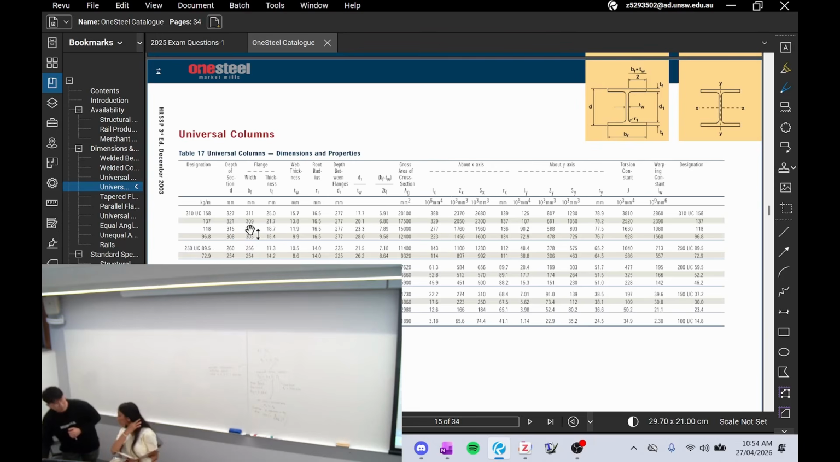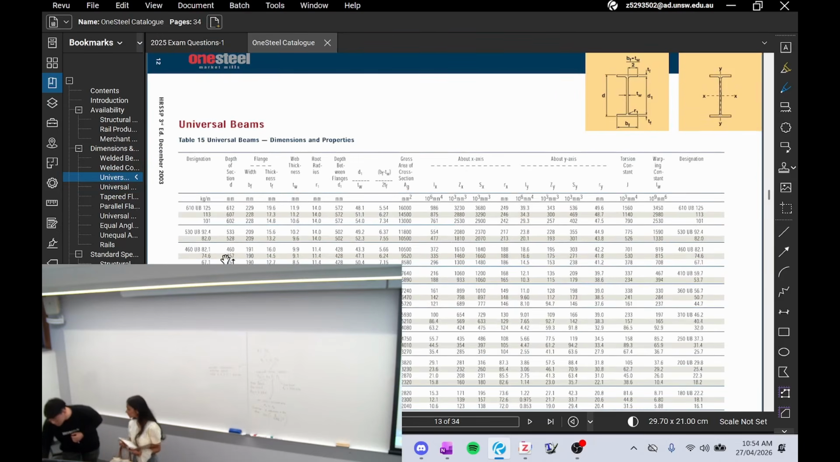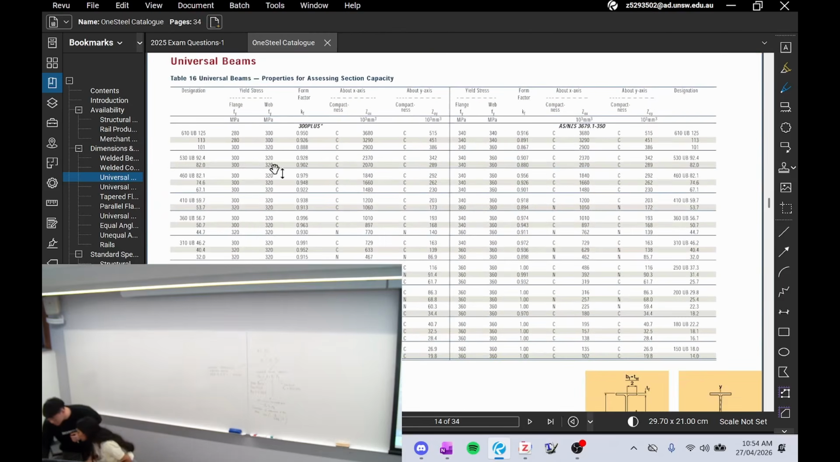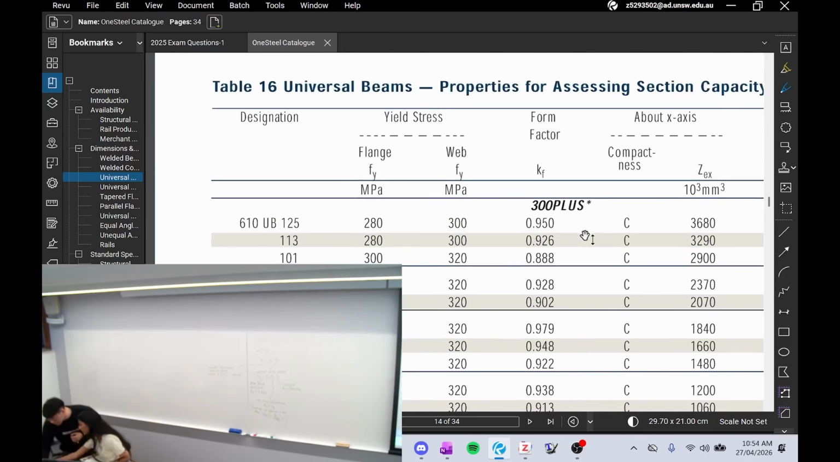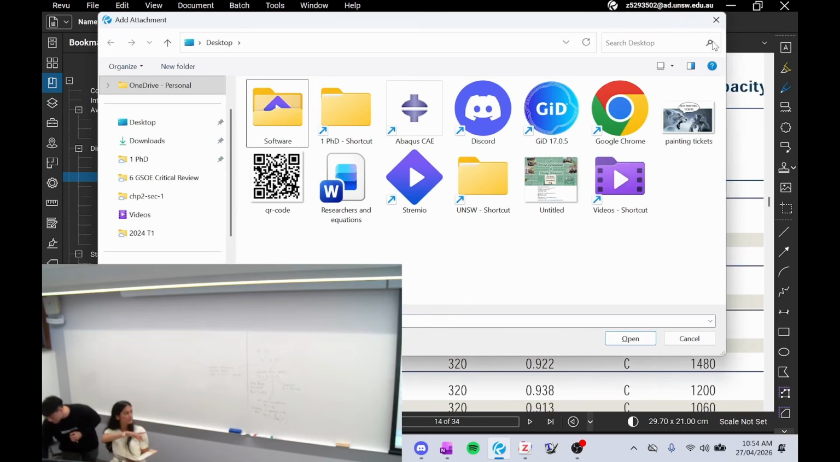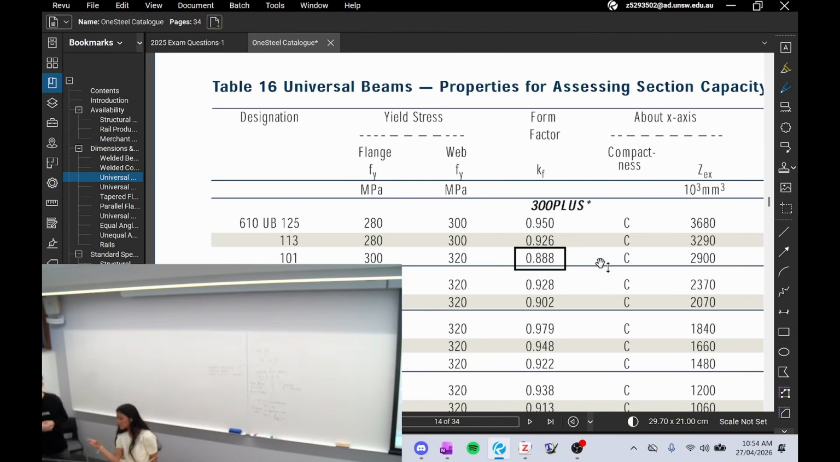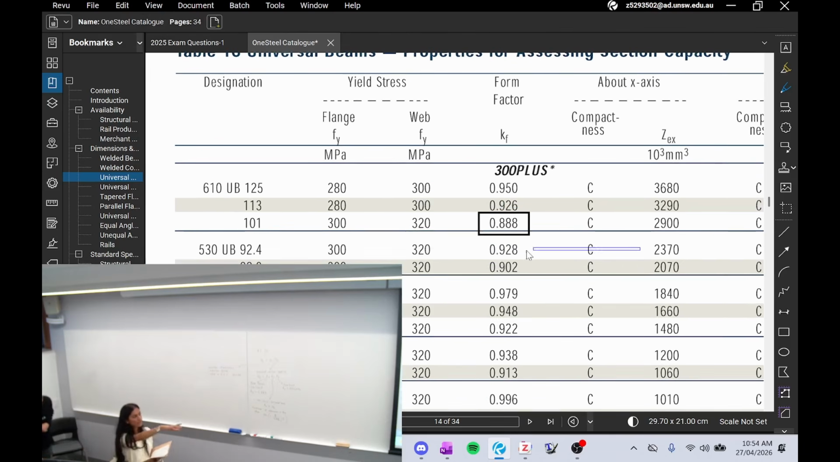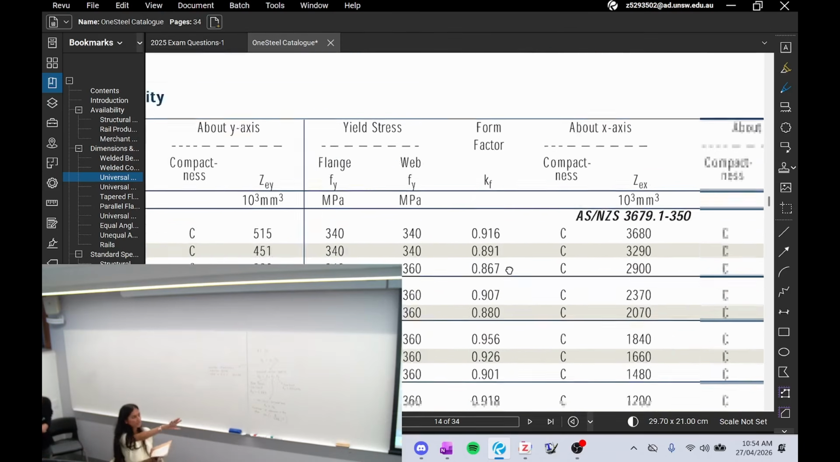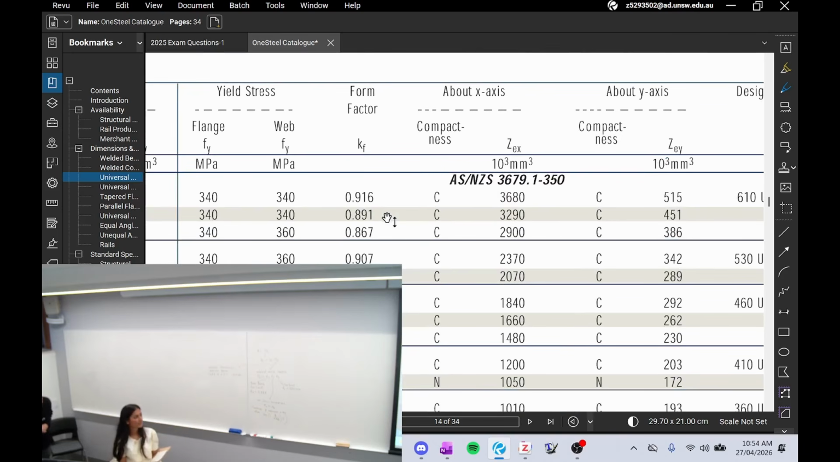It's a beam, universal beam. So KF's down here, I think. Which size was it? It's a 300 PLUS 610 101. Yeah, 0.888. Guys, also be careful when you're using one steel because there's two separate kinds of steel. You have your 300 PLUS and then you have the 350. The 300 PLUS is on the left side of the table, so you want to look at that part. On the other side, you have the grade 350. That's something different. Don't look at that because it'll give you different values. Just be careful of that.